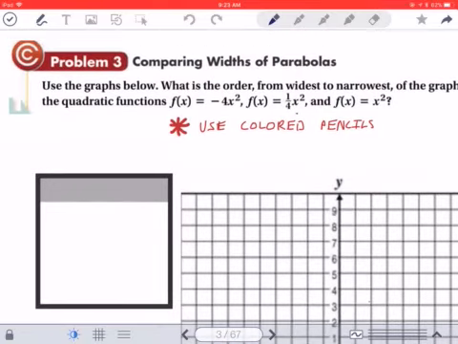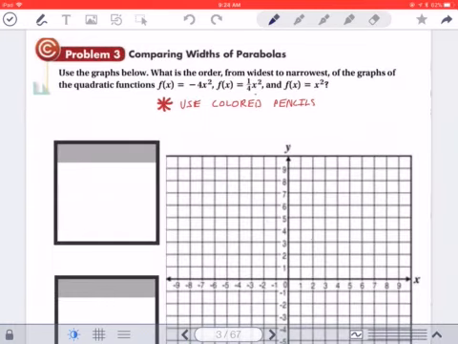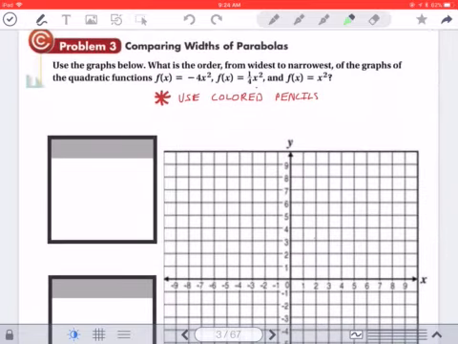All right, so we are on 9-1, day 2. We left off with problem 3. So find this problem in your notes. Might want to do split screen and kind of follow along. So we have a couple quadratic functions here. We got 3 actually. And we want to compare the widths of these.